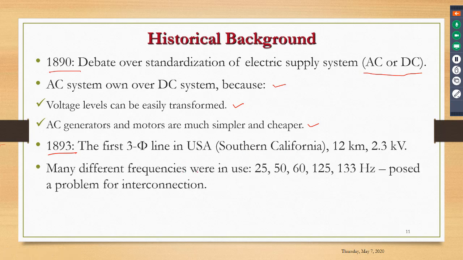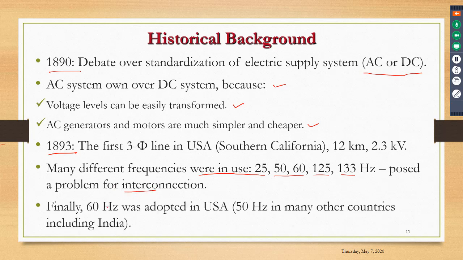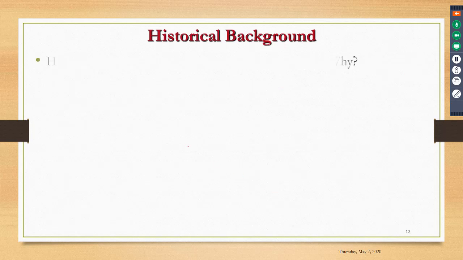and many different frequencies were in use. During that time it was 25 Hz, 50 Hz, 60 Hz, 125, 133 Hz, and in fact it posed a problem for interconnection. So finally 60 Hz was adopted in the US and 50 Hz in many other countries including India and the UK, and other parts of the European countries.